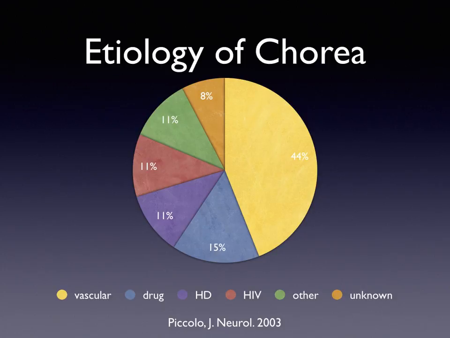Contrary to what many people think, Huntington's disease is not the most common cause of chorea. It's only 11%. In fact, the most common cause we actually believe to be vascular, and it usually tends to be unilateral if it's vascular. Drug-induced chorea is also not uncommon, particularly from medications such as antiepileptics and illegal drugs such as cocaine and crack. This is where the term crack dancing came into play. And then HIV and other diseases such as lupus and hyperthyroidism may also cause chorea as well.